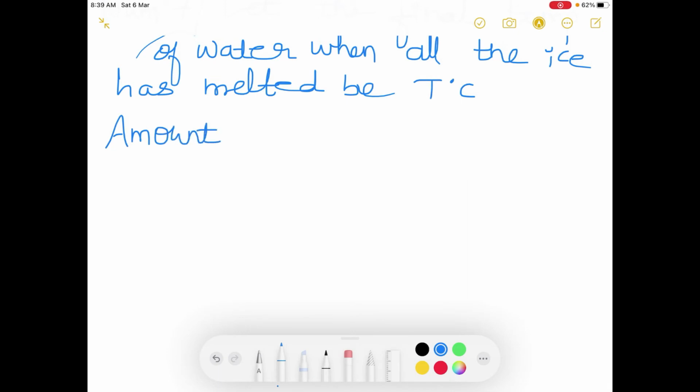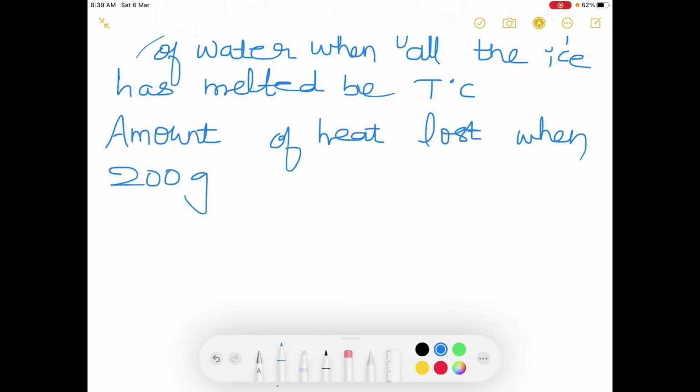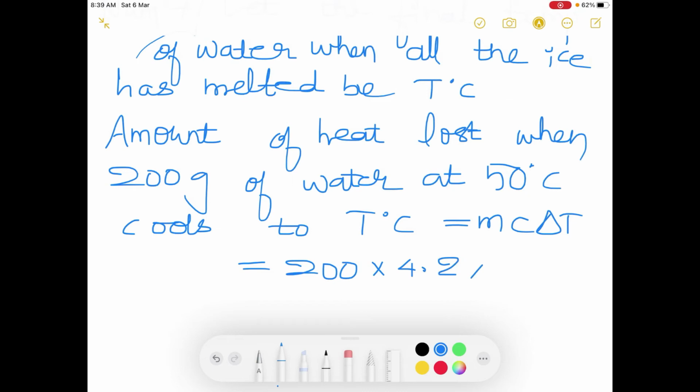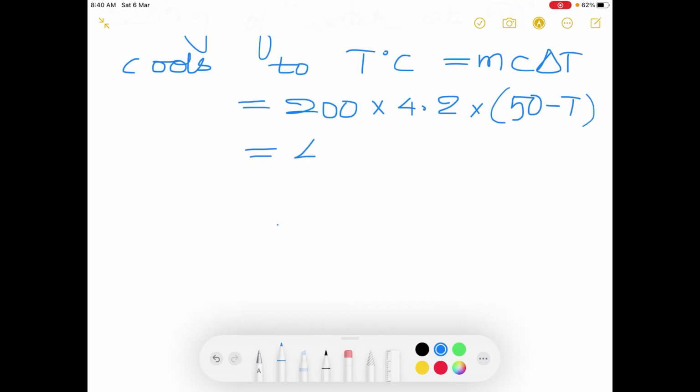So amount of heat lost when 200 gram of water at 50 degree Celsius cools to T degree Celsius. mc delta T is given by mass, which is 200 gram, the value of c is 4.2, and delta T will be 50 minus T. So calculating, we will get 42000 minus 840 T. This is the heat energy.